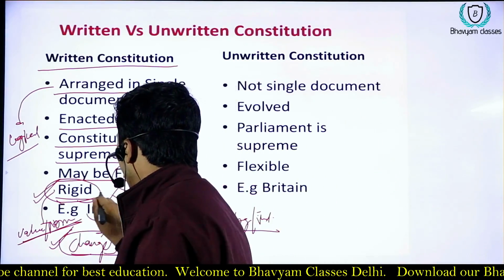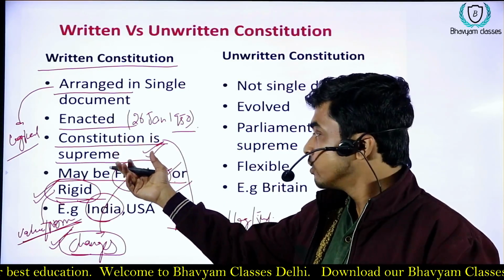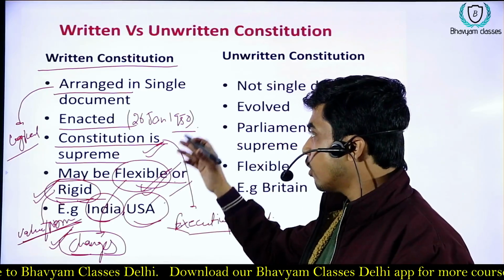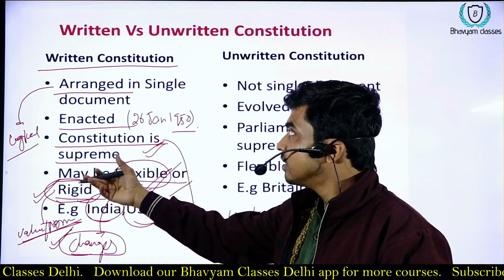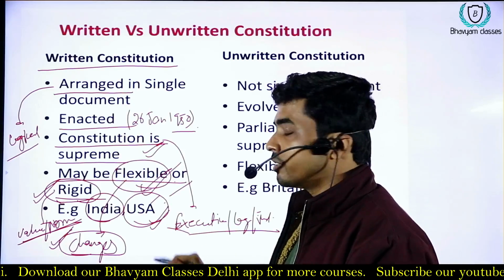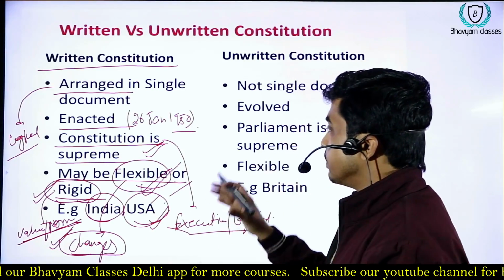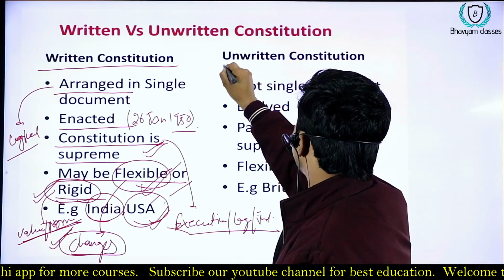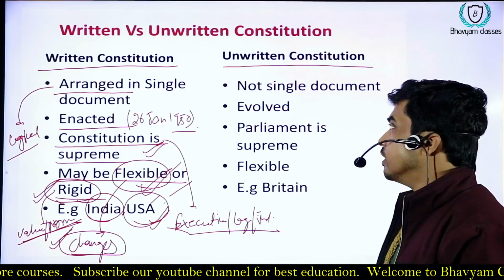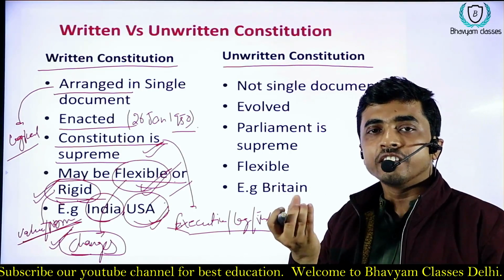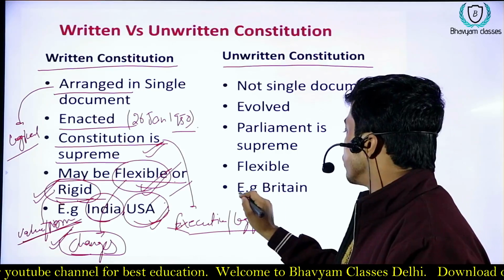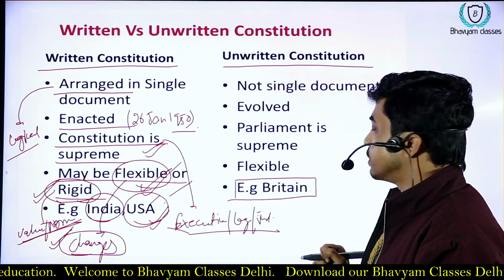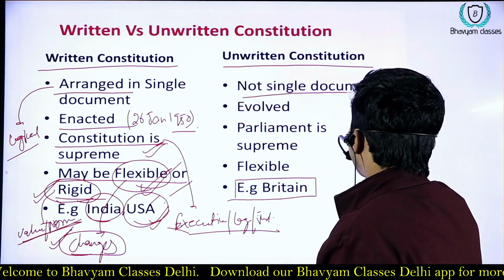All these features we have talked about belong to India, but the USA also has a written constitution, and we can see all these points in the USA's constitution. So that was the meaning of written constitution. Now we need to look at what an unwritten constitution means. The British constitution is an example of an unwritten constitution, because there is not a single document.